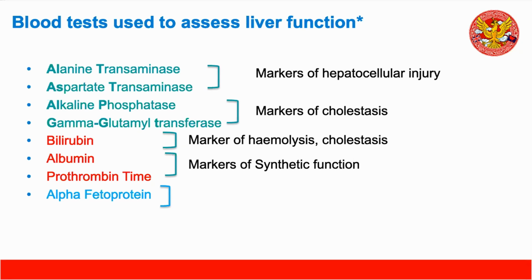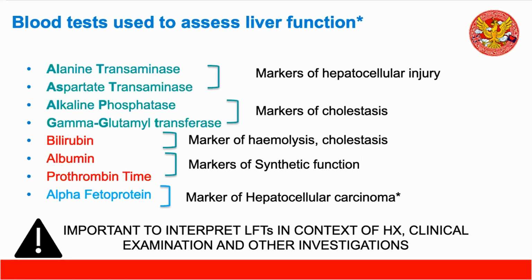We just spoke about albumin and prothrombin time, and there's also alpha fetoprotein, which is a marker of hepatocellular carcinoma and also germ cell tumours. We're not really going to talk much more about that one because there isn't really much more to say. So we're going to focus on the green and the red ones today. There are obviously other investigations which you can do to assess liver function, but these are the ones we'll focus on today. Before we go through it, there's just a disclaimer that it's important to interpret liver function tests, as you would with other investigations, in the context of the history and also the clinical examination.